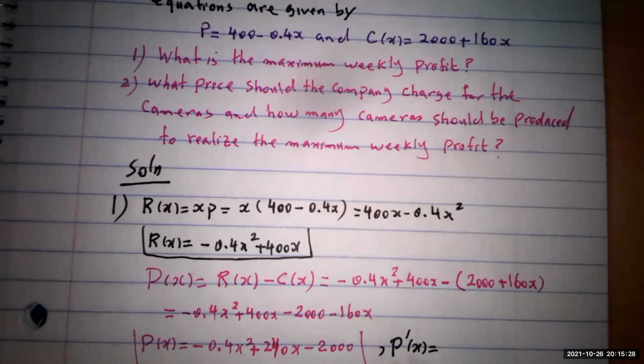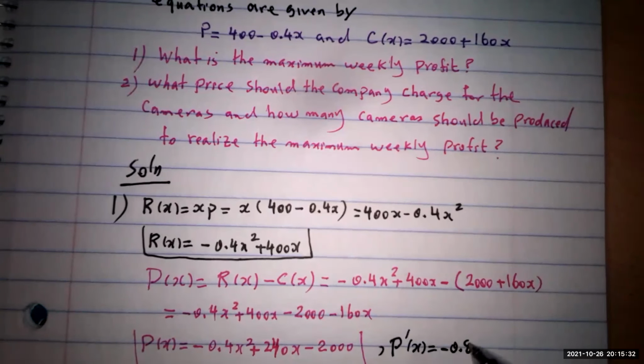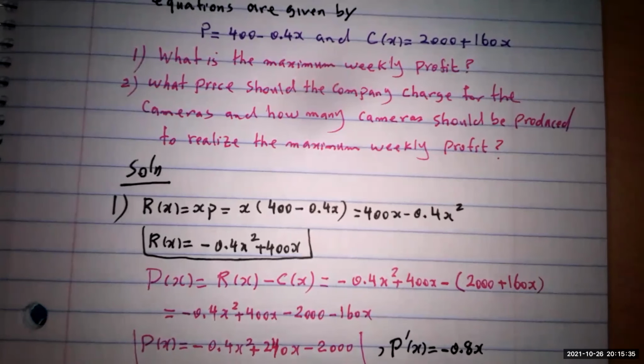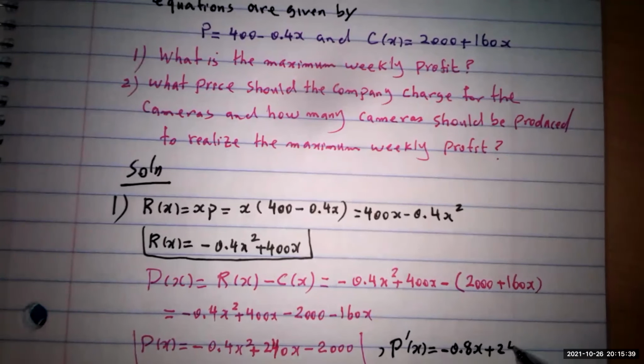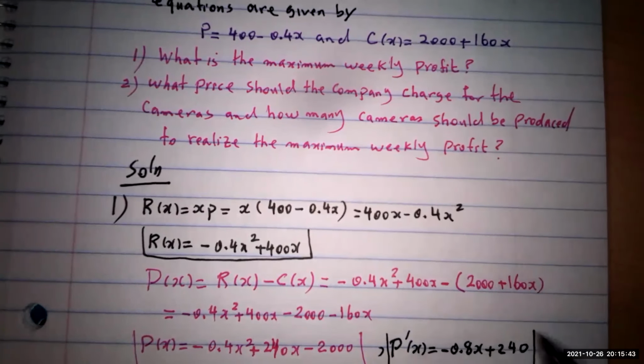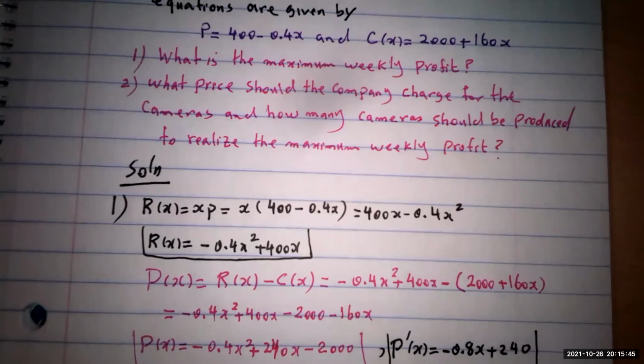0.4 times 2 would be 0.8x, and this will be plus 240. Carefully differentiate it. So that gives you P prime. You let it equal to 0 to get the critical number, then you are going to test that. Any question? So I'm going to the next page.